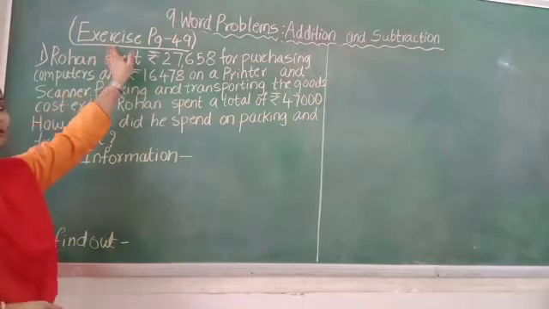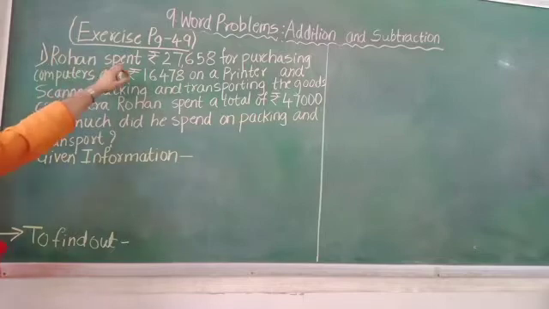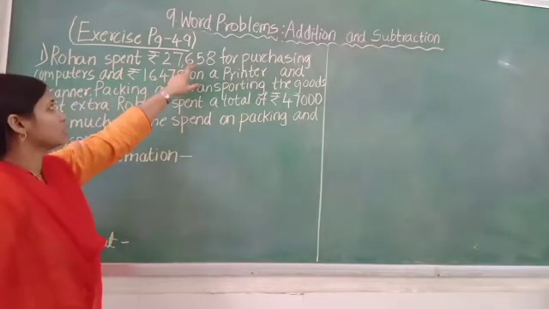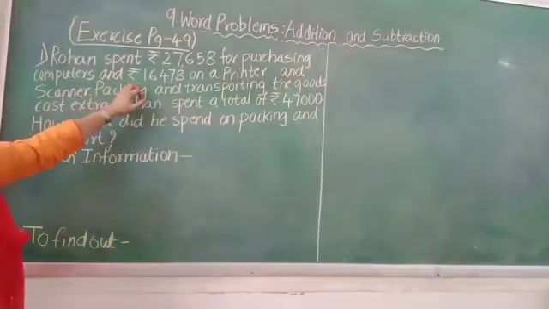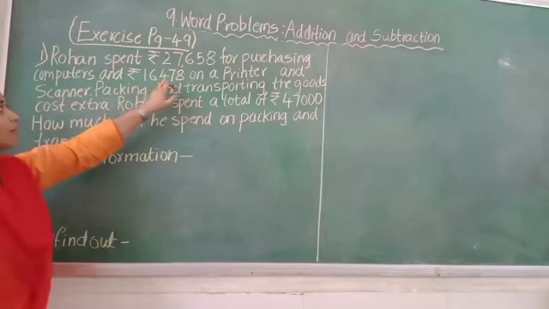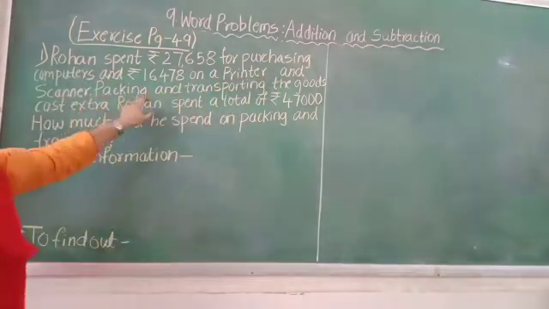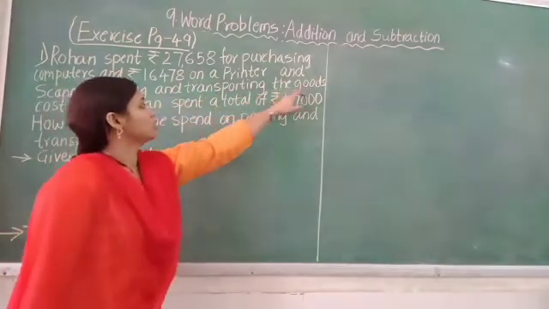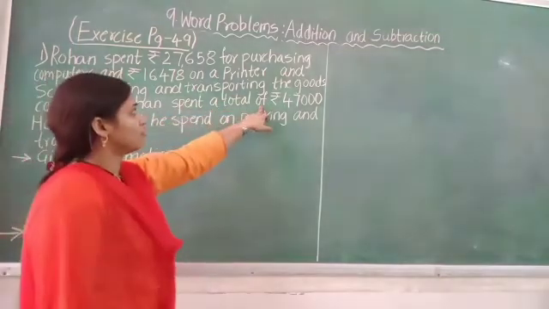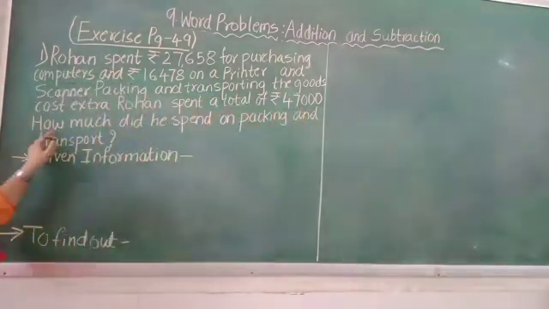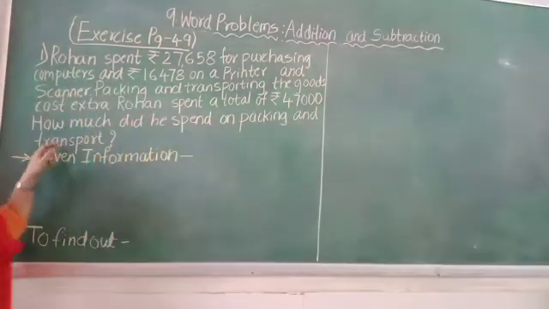Sum from your exercise, page number 49 of your textbook. Rohan spent rupees 27,658 for purchasing computers and rupees 16,478 on a printer and scanner. Packing and transporting the goods cost extra. Rohan spent a total of rupees 47,000. How much did he spend on packing and transport?